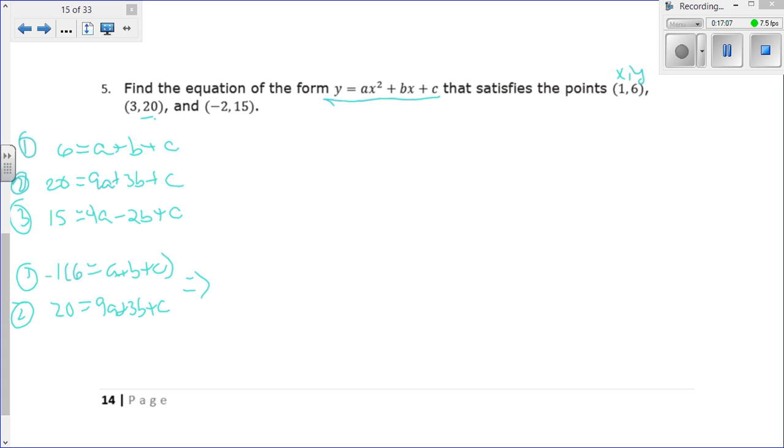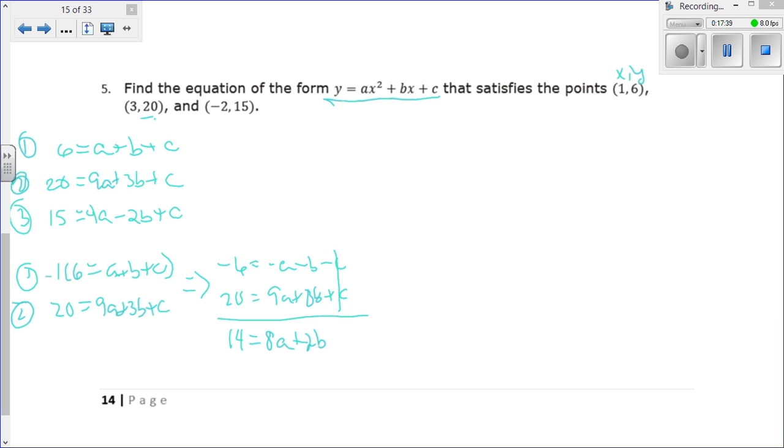What's going to happen is I'm going to get negative 6 equals negative a minus b minus c, and then 20 equals 9a plus 3b plus c. So my c's will cancel, so 14 equals 8a plus 2b.